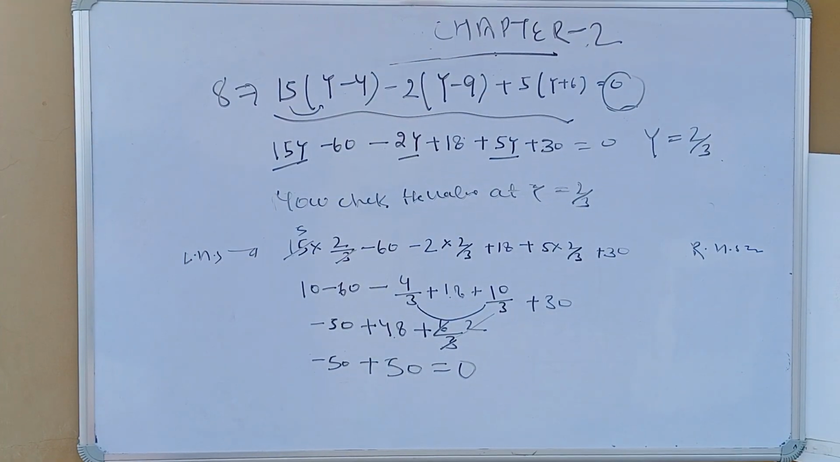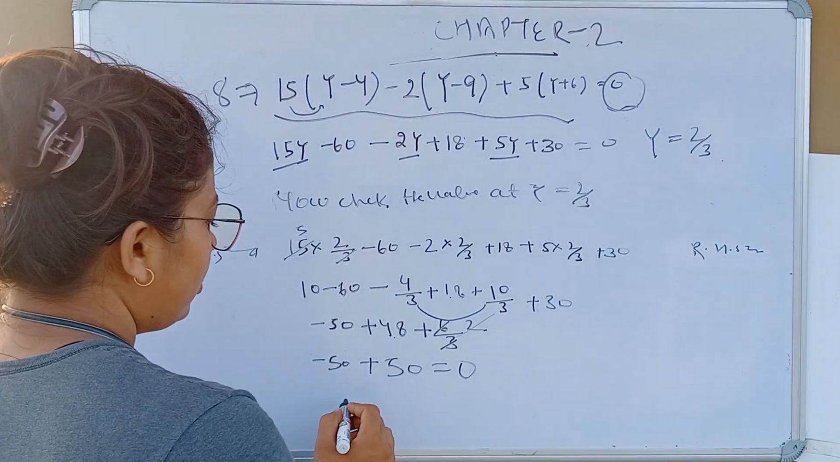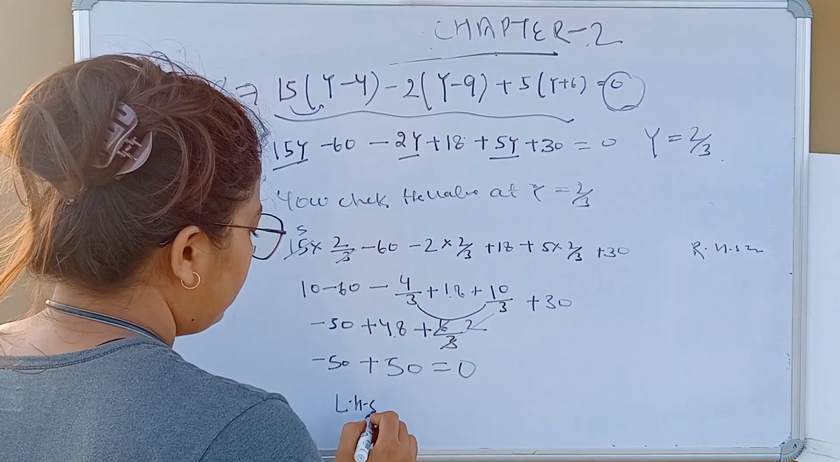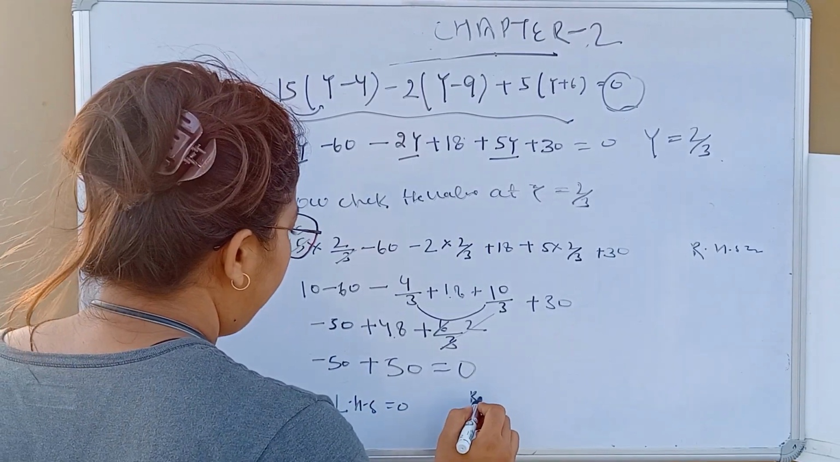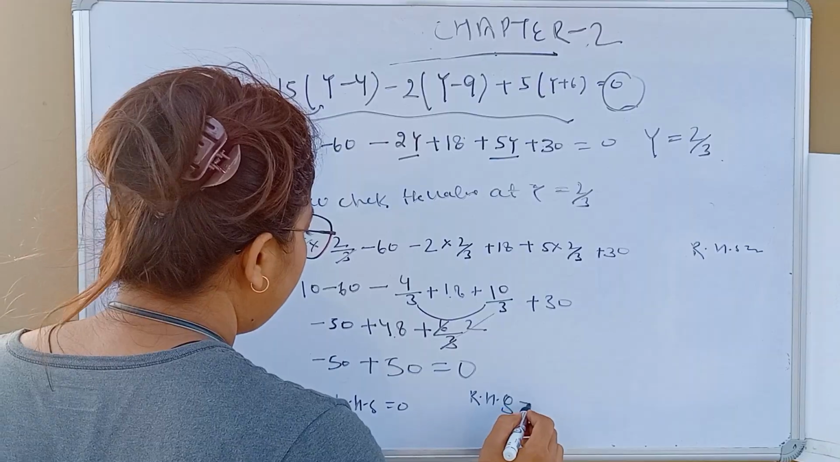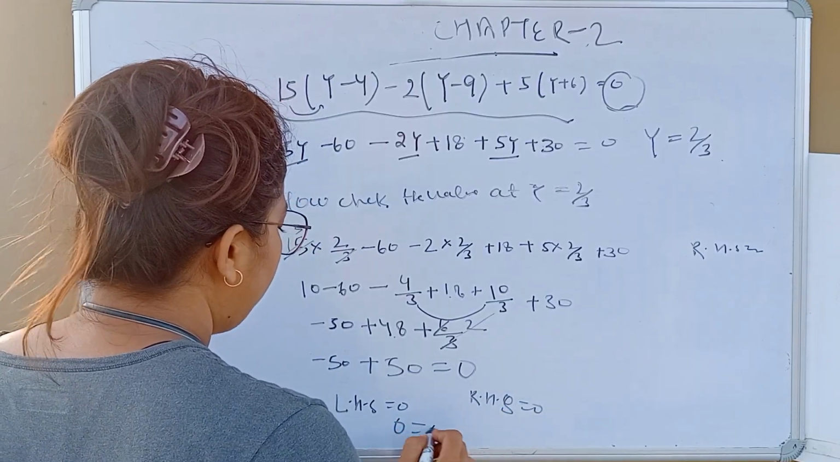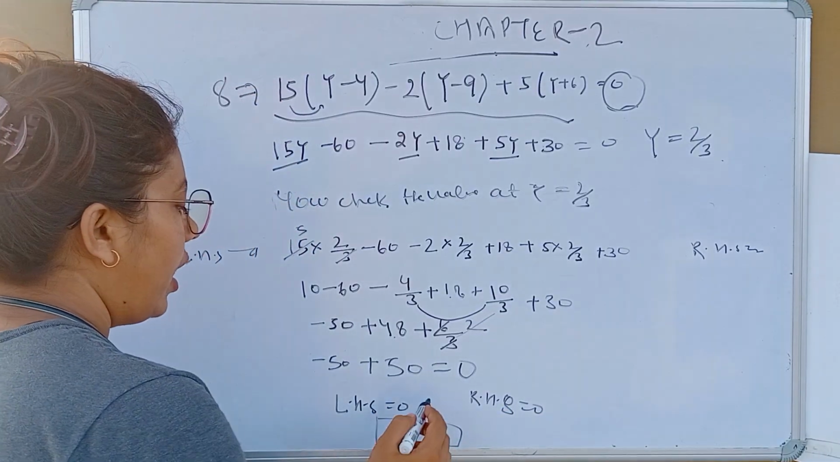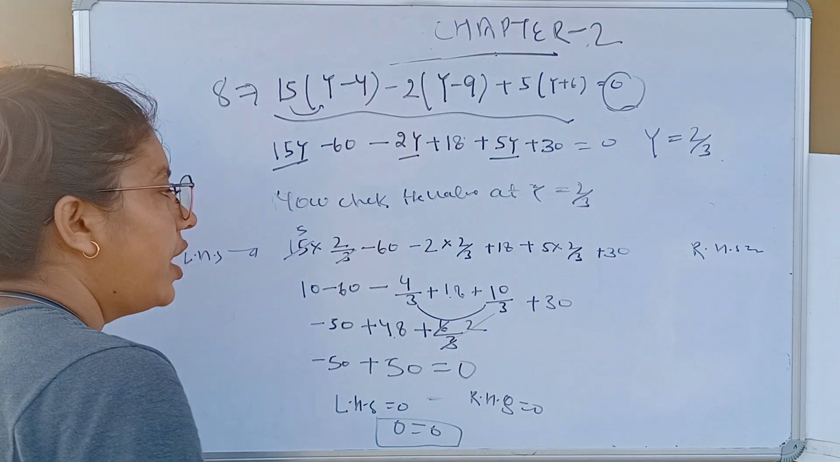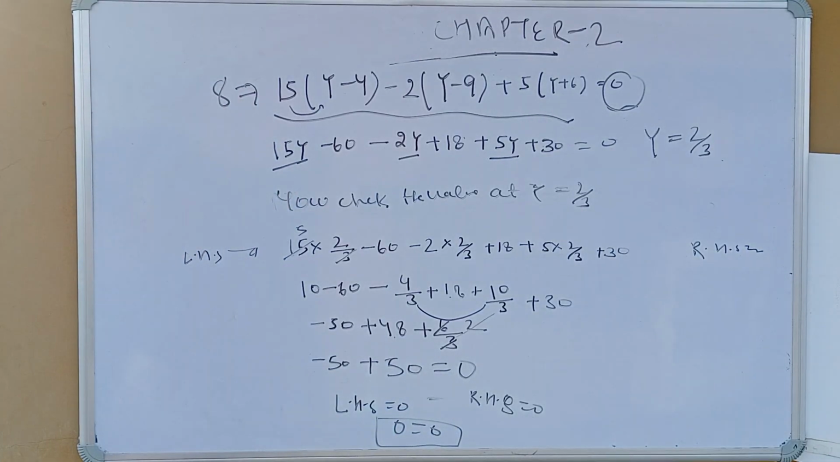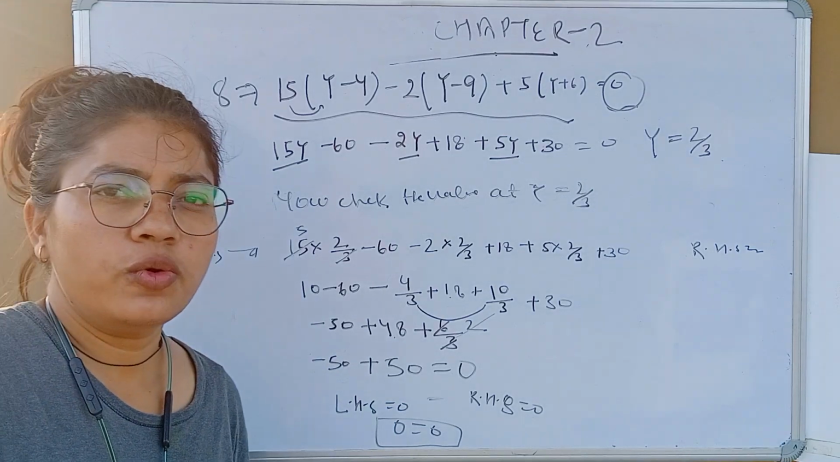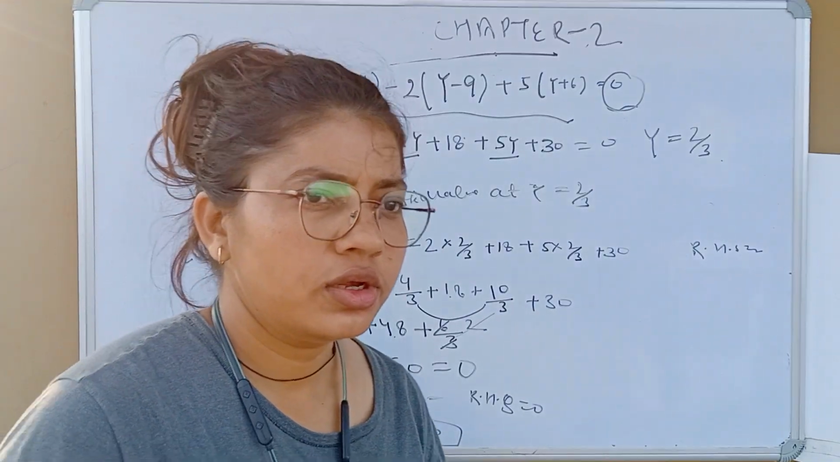So we can easily say here the LHS portion is also 0. That is LHS is equal to RHS. So LHS is equal to 0 and RHS is already given in the question, that is 0. So 0 is equal to 0. That means LHS is equal to RHS. Okay, so that shows y's value 2 by 3 is true in this equation.